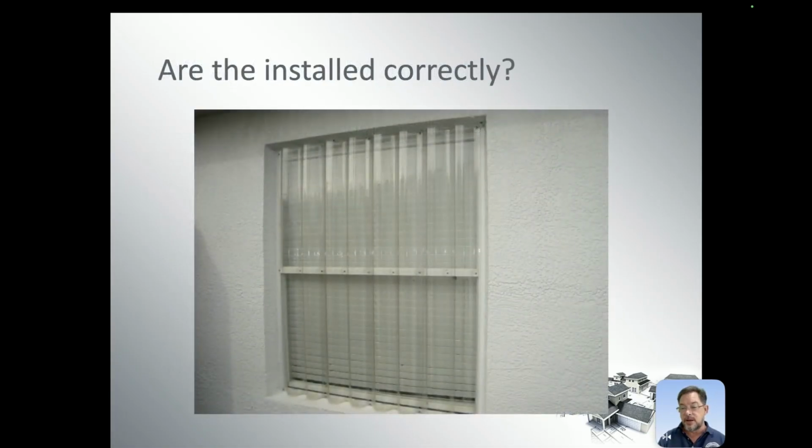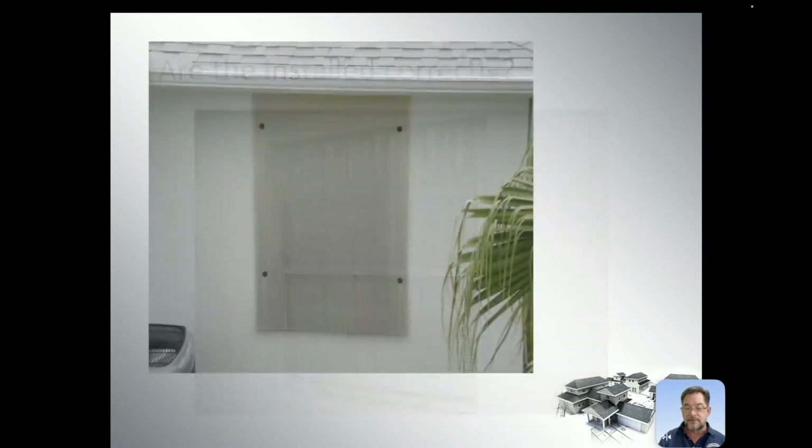These are installed incorrectly. You cannot do this. This is not to the structure. It's to the window itself. Not acceptable. These you can buy at Lowe's and Home Depot. They do make these in impact and non-impact. They're like a corrugated plastic. They make them in a more clear version as well.